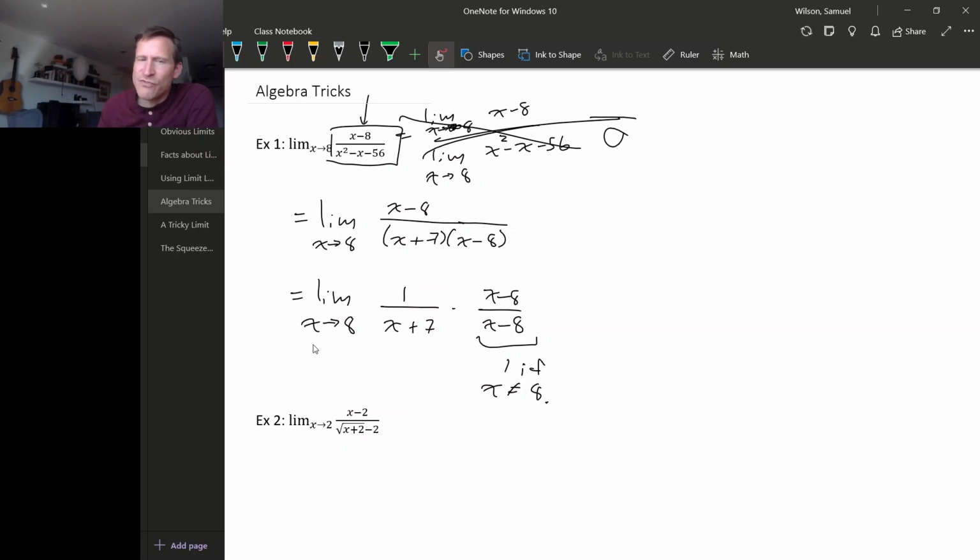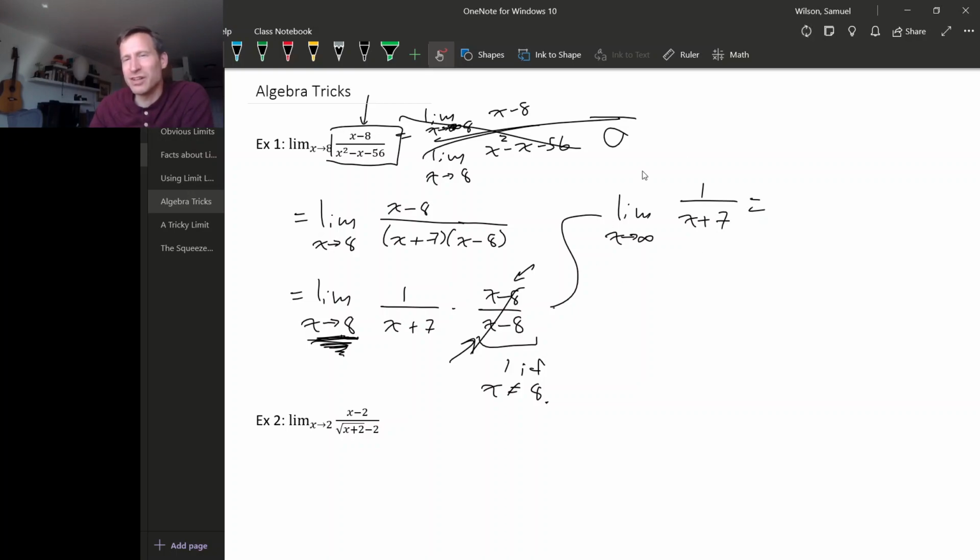But remember that for the purposes of finding a limit, x never gets to this value. So x isn't actually equal to 8. It gets very, very close to 8, but it's not actually ever equal to 8. And as long as x isn't equal to 8, this ratio is 1, so we can simplify those. So you see that the fact that we're taking the limit is what lets us do this simplification. So now we have the limit as x goes to 8 of 1 over (x plus 7).